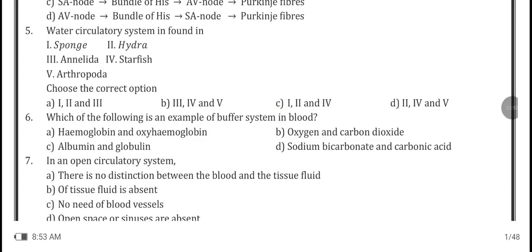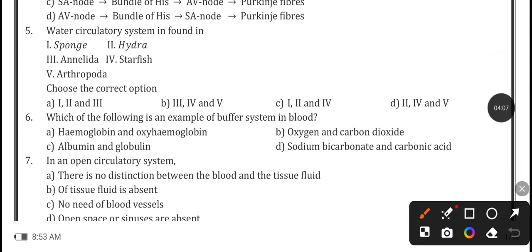Now, which of the following is an example of the buffer system in blood? Hemoglobin and oxyhemoglobin, this is the wrong option. Oxygen and carbon dioxide, albumin and globulin, and sodium bicarbonate and carbonic acid. First of all, we should know about the buffer system. A buffer system can take hydrogen and also give hydrogen to maintain the pH of our blood. In our blood, sodium bicarbonate and carbonic acid act as the buffer system. So option D is the correct answer.